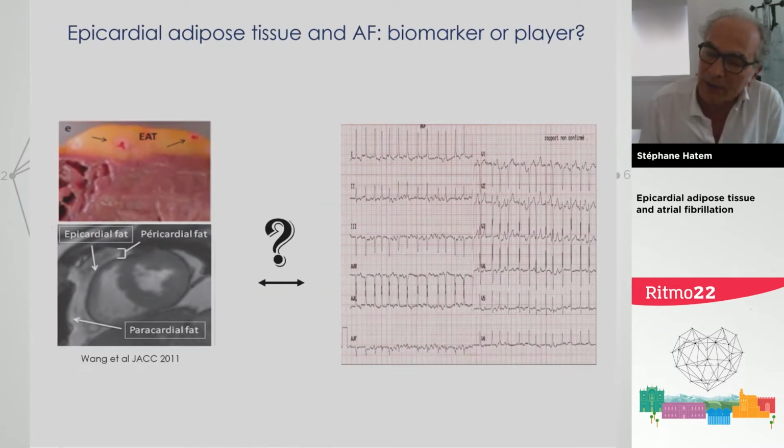You know, for more than 10 years now, epicardial adipose tissue has appeared to be associated with the risk of atrial fibrillation. Several clinical studies have clearly shown that this fat here at the surface of the atria is associated with the risk of atrial fibrillation. So the question is whether this epicardial adipose tissue is just a biomarker, or is it a player, an actor in the pathophysiology of atrial fibrillation?